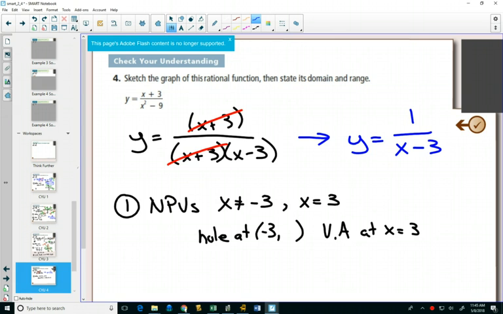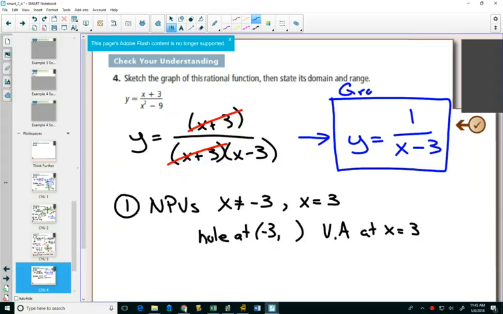I'm going to put this equation in a box because every time you have a hole, you now have to graph the simplified version. You now can ignore the original equation completely because we've simplified it, and we now know it has a hole. In fact, we can say the coordinates of that hole by plugging in -3 into this equation, and we get 1 over -6.